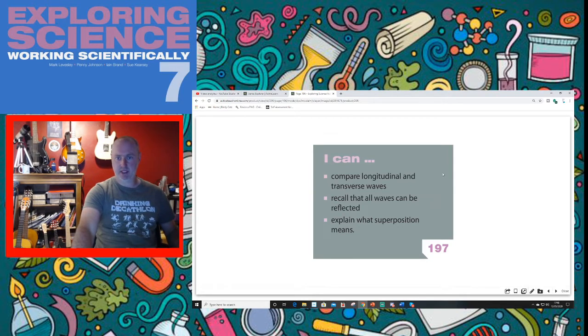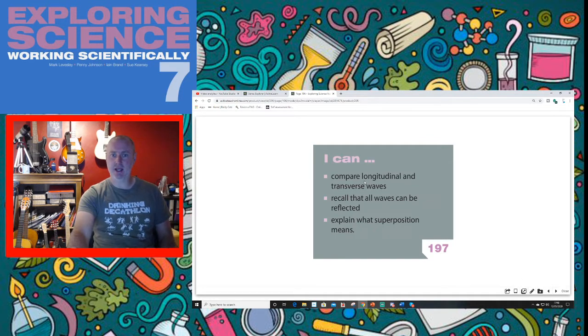Most of this lesson is going to be spent here comparing longitudinal and transverse waves. Then quite a bit of it is going to be spent here explaining what superposition means, and we're going to spend very little on this bit, recalling that all waves can be reflected. That's very straightforward and simple, and I bet you've had enough of that in the light topic you'll have done, so that'll be a very short bit. So let's start here, comparing longitudinal and transverse waves.